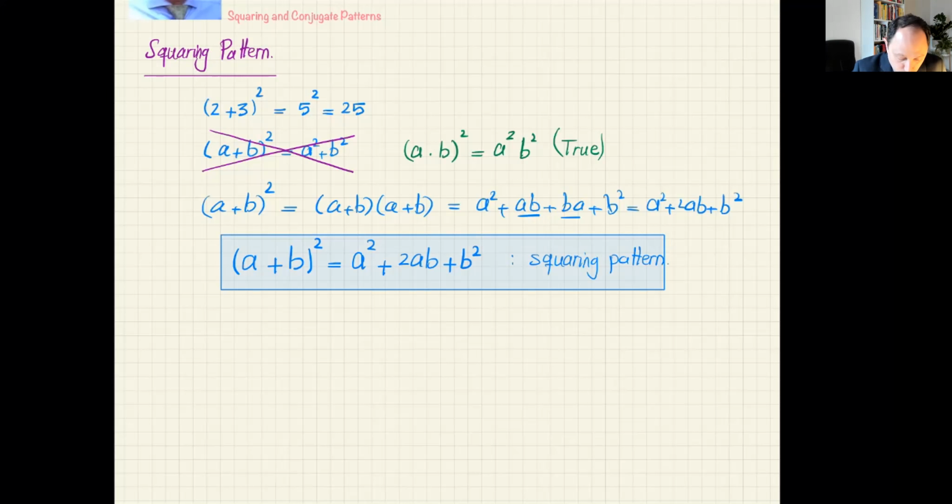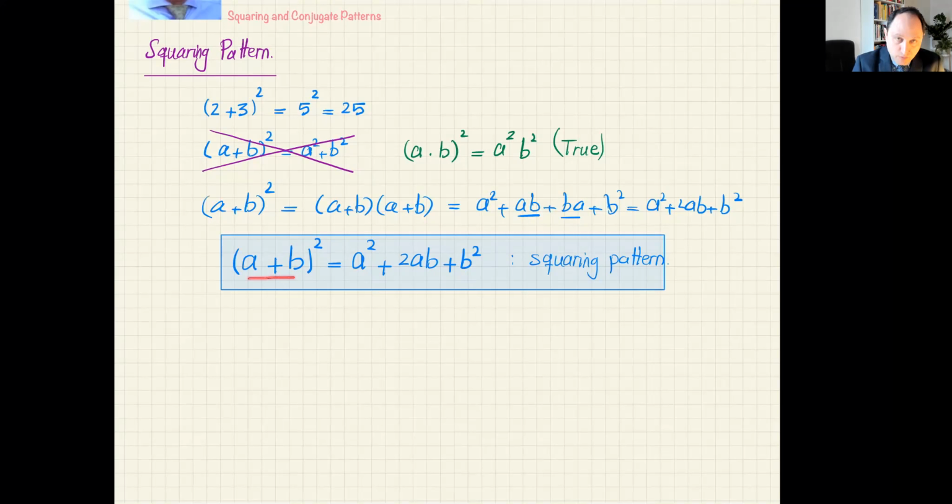Yes, so that is called the squaring pattern. But I just don't want you to blindly memorize that. This tells you that if you have the sum of two terms and your intention is to square it, you take the first one and square it. You need to multiply 2 by the first one by the second one and add it here. And then you go and square the second one. So this way of interpreting this formula is important.